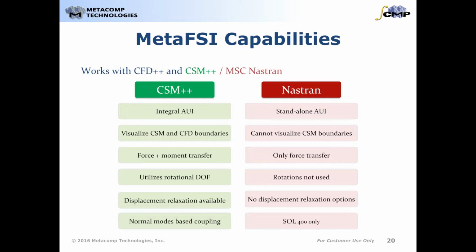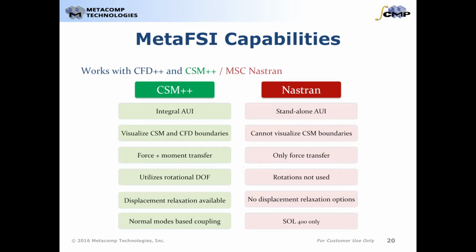Using with CSM++ also allows the user to visualize the CSM and CFD boundaries simultaneously in the AUI, which can be critical to check for their degree of collocation. This visualization is currently not possible with Nastran. Other capabilities that are made possible by the integration with CSM++ include moment transfer in addition to force transfer, utilizing rotational degrees of freedom, and additional relaxation options during displacement transfer. Finally, using MetaFSI with CSM++ also enables the use of additional solver types, such as normal modes-based coupling.